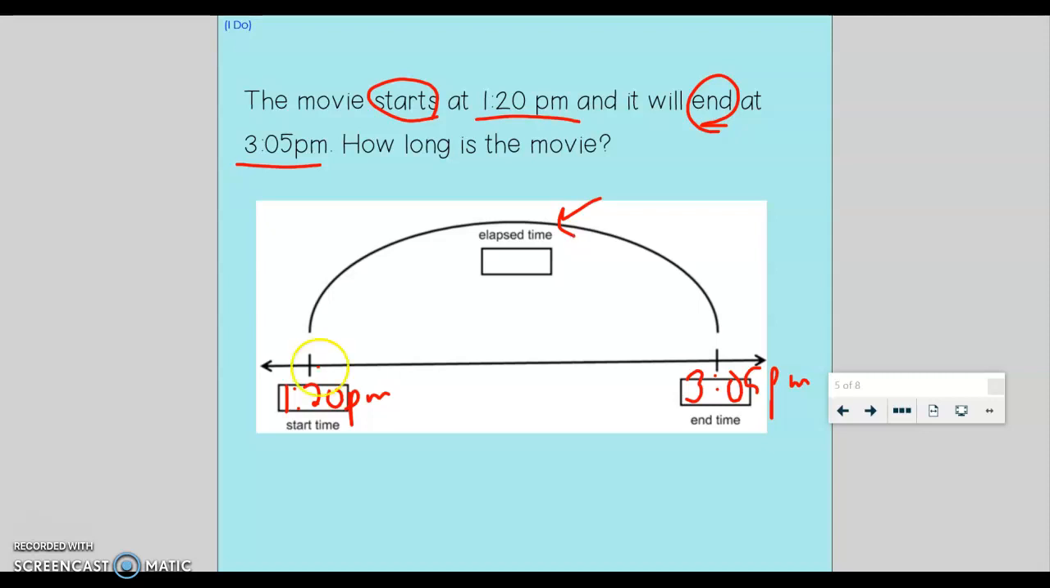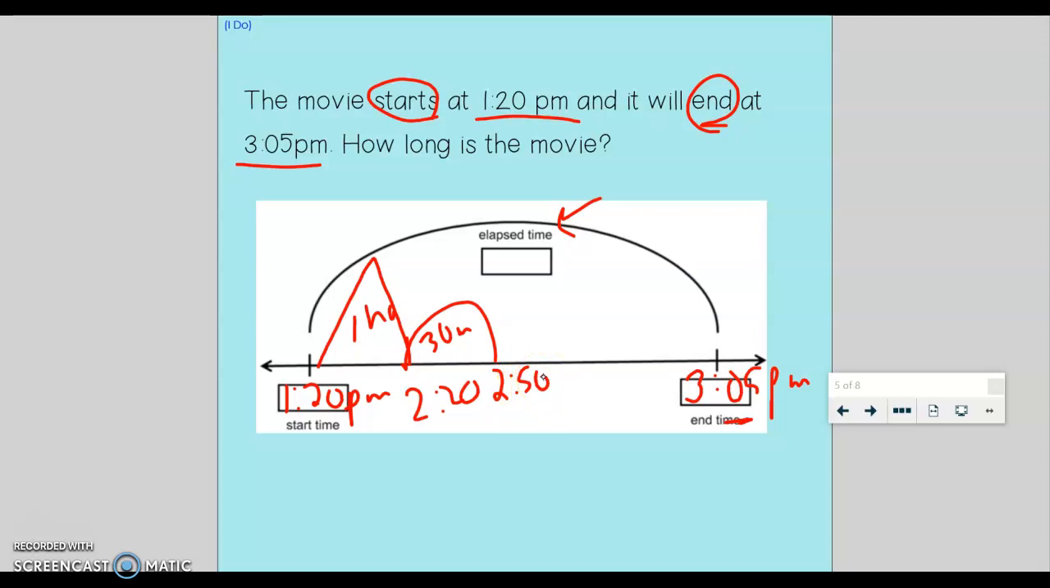Well, let's see. Can we do an hour? If I do a 1-hour jump, 1:20 plus 1 hour gets me to 2:20. Okay, yes, that's enough time. Now, if I do another hour jump, well, 2:20 plus another hour would be 3:20, and that's later than 3:05, so I can't do an hour jump. So maybe I can do a half-hour jump. Let's see what happens. If I do a 30-minute jump, 2:20 plus 30 minutes, so 20 plus 30, 20, 30, 40, 50. Okay, yes, that would work. It would get me to 2:50 p.m. All right, I'm getting closer.